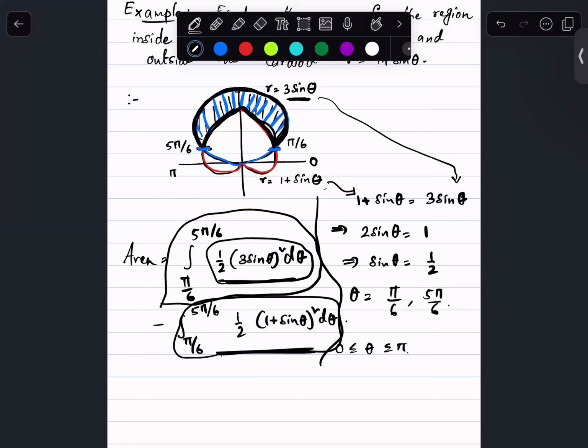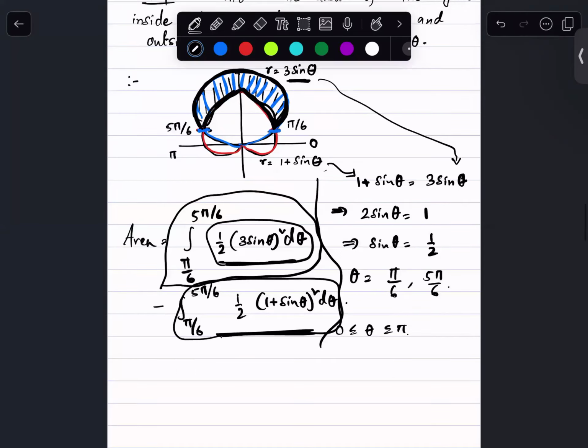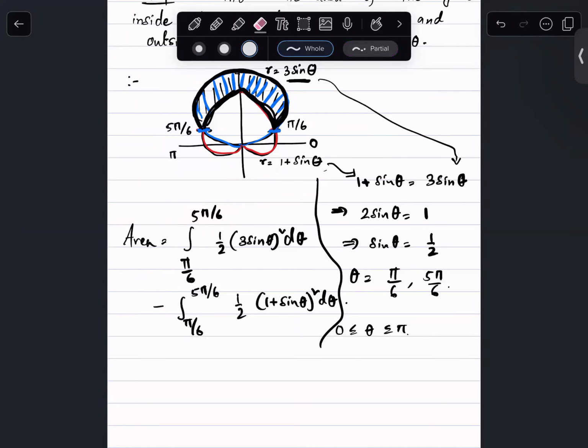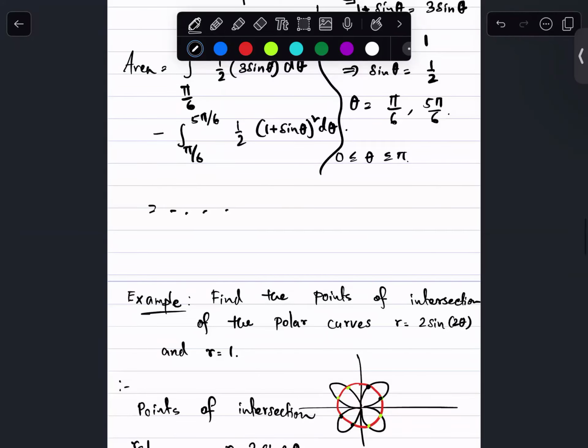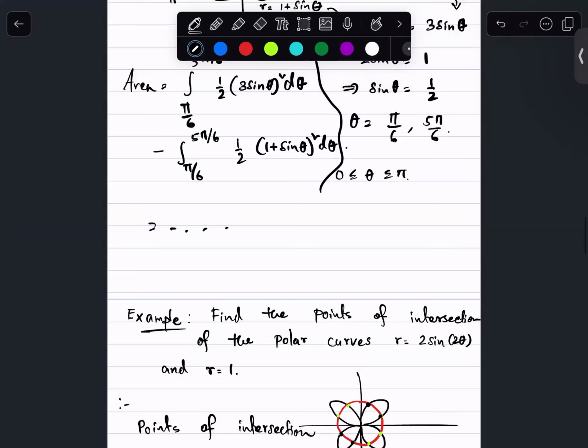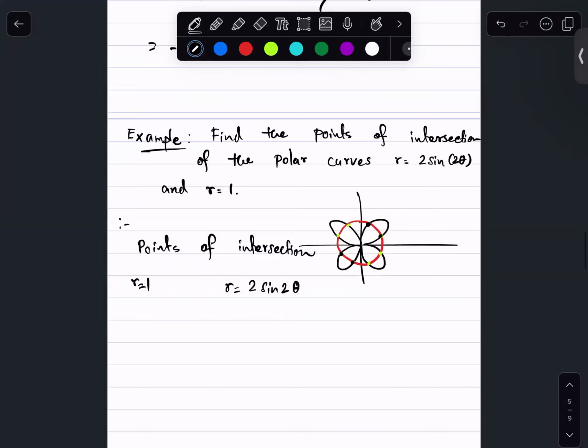Okay. That is why we are getting this expression. We have to subtract one from the other. Okay. And the rest is easy to do because basically you just need to do these integrations. Okay, so I'll leave it to you.